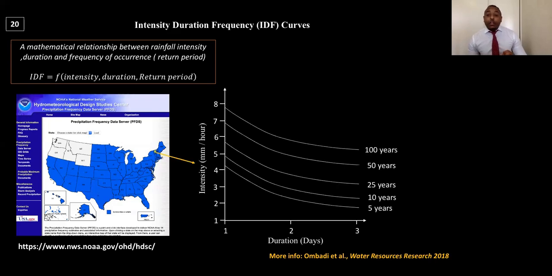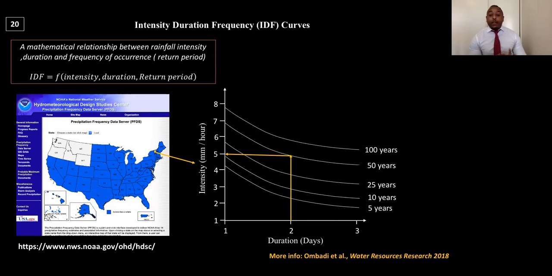And if you select this particular location in the state of Vermont, then you will get something like this. So these are the IDF curves for this particular location. And the way that IDF curves are used is that one would typically select a duration, let's say 2 days, and a specific return period, let's say 50 years. And then you will obtain the intensity of extreme rainfall that corresponds to these parameters. And then the value of these intensities are used for infrastructure design. So things like sluice gates in dams and culverts in highways and other types of infrastructure.